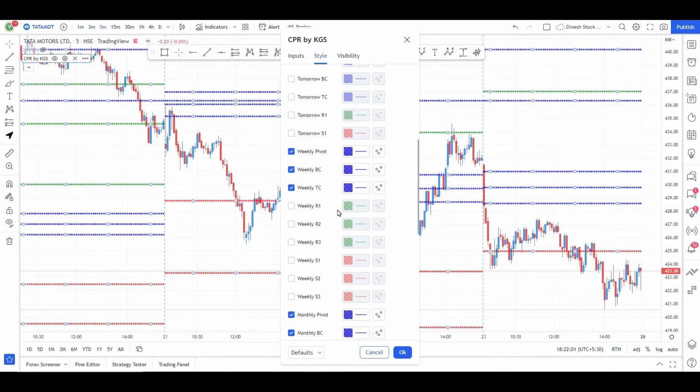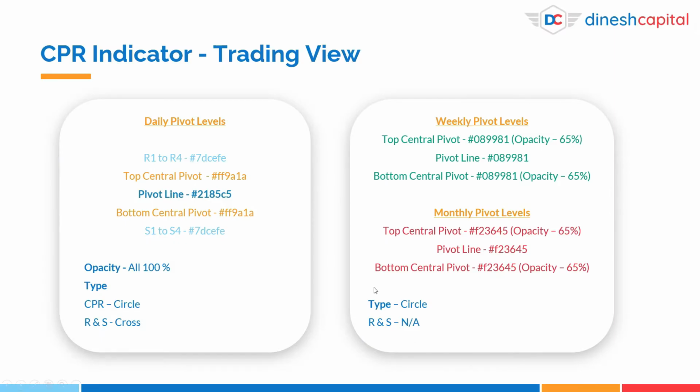Okay, I use my own colors. Let me show you what colors I use. I use the combination of orange and blue colors for daily pivot levels. I use the same light blue color for daily resistance and daily support levels, because whatever is above the central pivot range is called resistance. Whatever is below CPR is called support, and I felt there is no need to differentiate it.